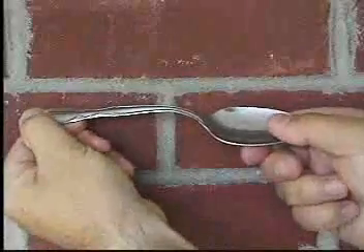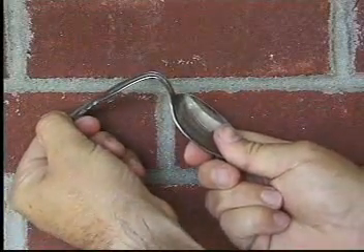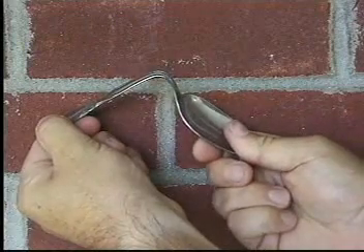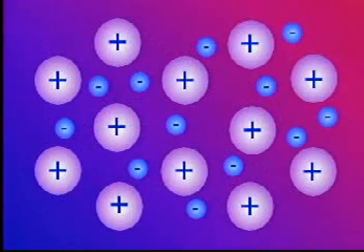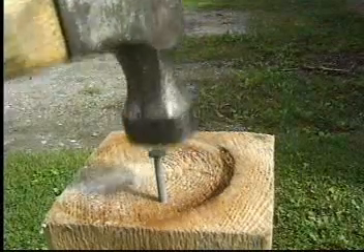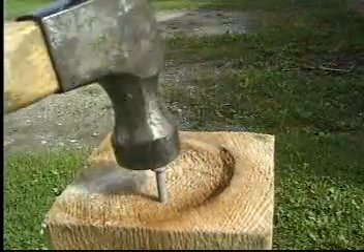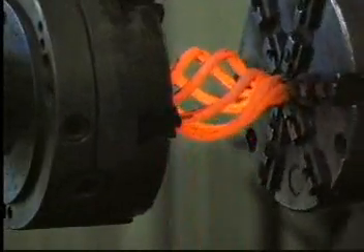The metal in this spoon is able to be bent without breaking due to its bonds. The bonds allow the ions to easily change position. The third type of bonds we will consider are metallic bonds. In a metallic bond, many electrons are shared by many atoms. The positively charged nucleus is surrounded by free-moving electrons. One property common to metals with metallic bonds is malleability. Malleability refers to the ability of metals to be bent without breaking, especially under heat.